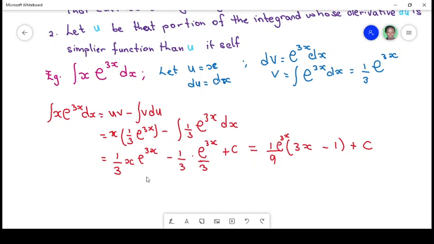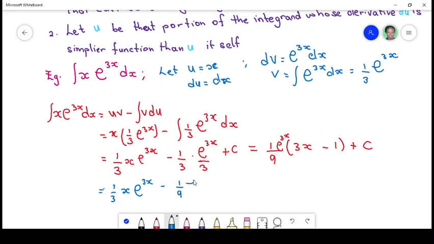So you realize that this gives me 1 over 3 x e raised to the power 3x, minus 1 over 9 e raised to the power 3x, plus my constant, C.